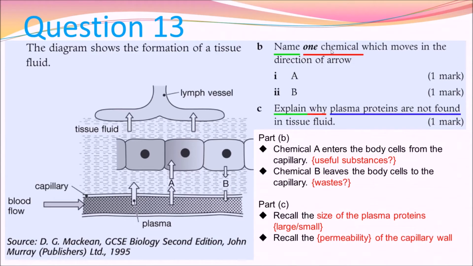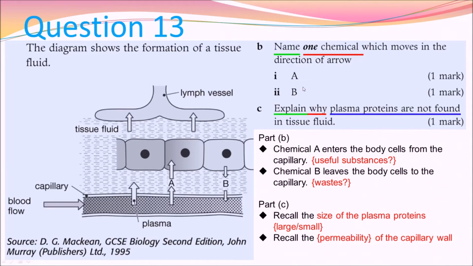And then part B, part C. Part B is talking about the chemicals which move in the direction of arrow A and arrow B. Arrow A, some chemicals will go to the body cells, and technically your body cells need useful substances. So give me some examples. Chemical B leaves the body cell and goes back to the capillary, so it must be waste. So give me some examples. I need the names of the chemicals.